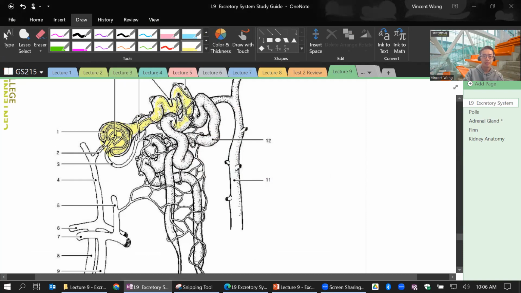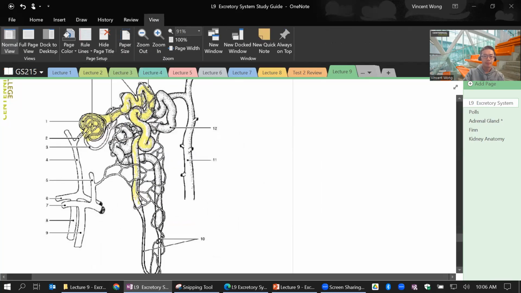And like I said, inside the body, the nephron is all twisted up like this, right? All twisted up. There we go. That's the nephron. Everything else is vessels, blood vessels.